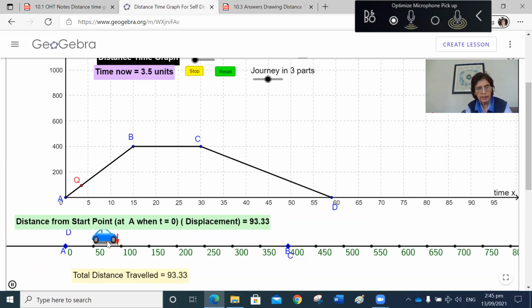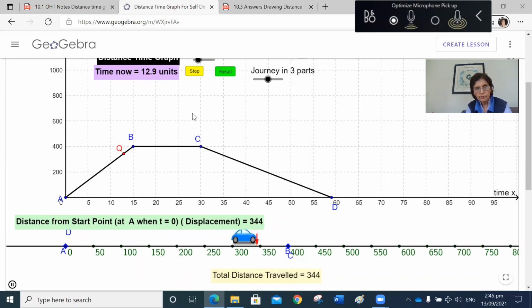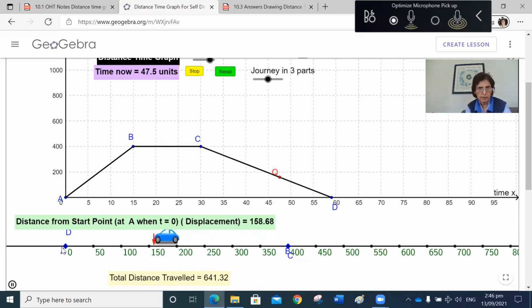So car is moving at a constant speed up to 400 meter mark. And now it is stationary. So time is passing, but car is stationary. So that's how the graph looks like, horizontal line. Now this is a negative slope, and the car reverses. It's moving at a constant speed, but it's coming back from where it started, or it's moving in an opposite direction.